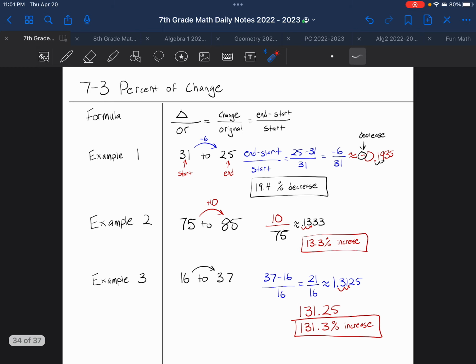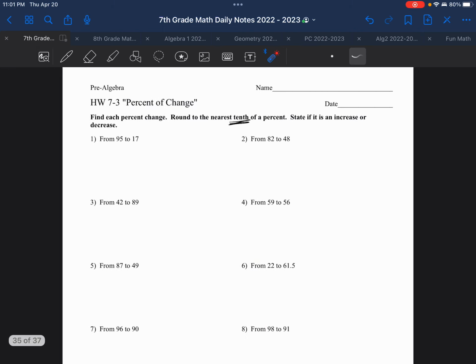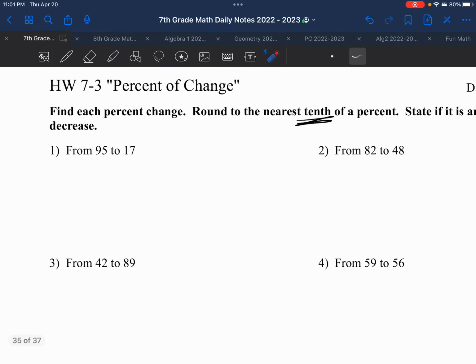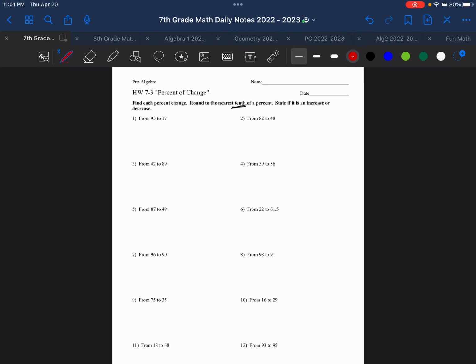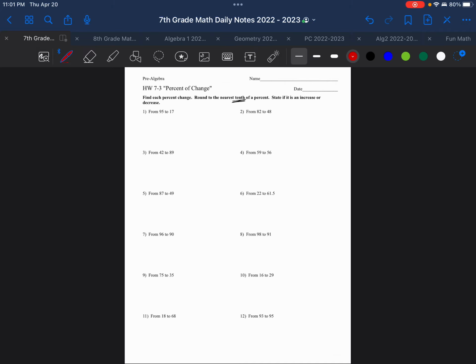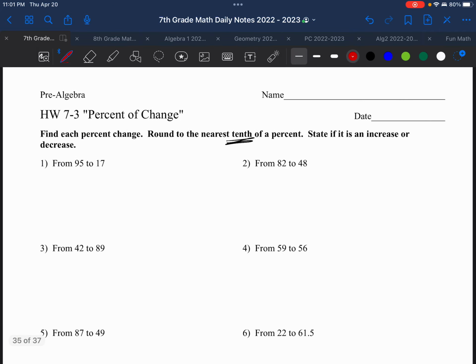But as a freebie for sticking around, I'll give you the first homework problem. So jumping into the homework, let's go ahead and do 95 to 17. I think I'm going to do numbers 1 and 2 with you because you have so many problems. So the way that we do number 1 is we say end minus start. So 17 minus 95, and we divide that by the original 95.